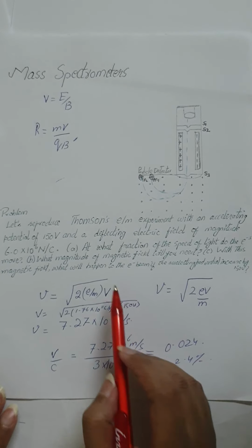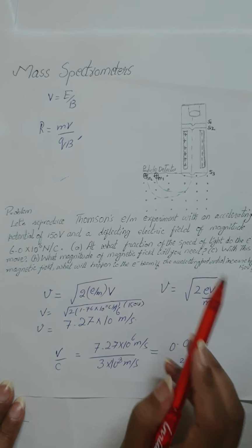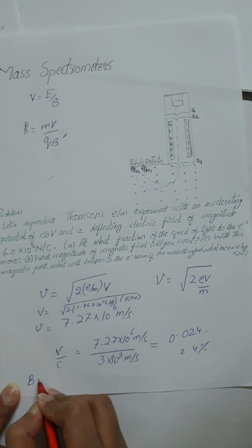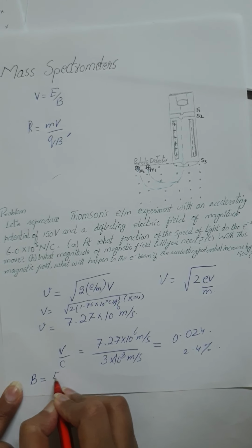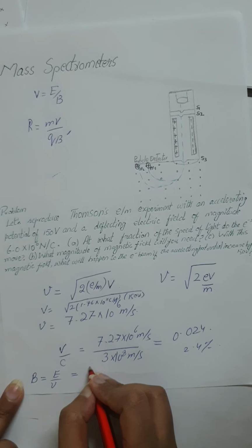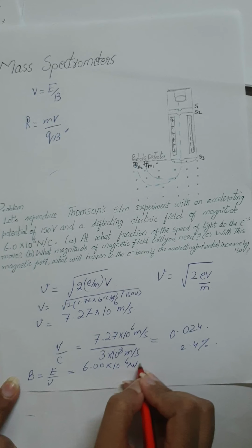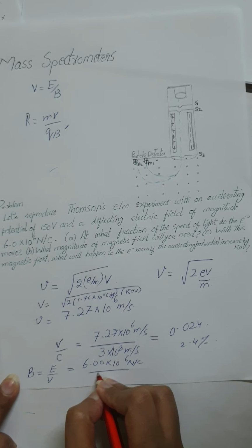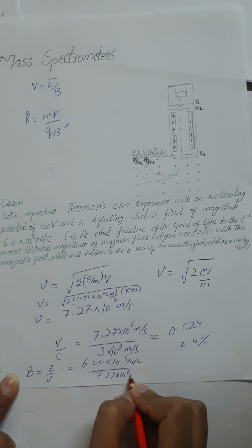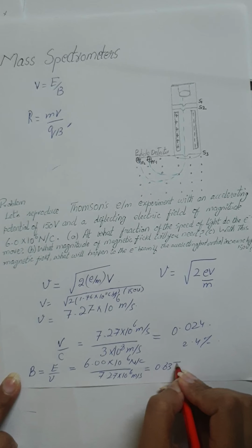So the second part is, what magnitude of the magnetic field will you need? Now for this, v is equal to E over B, so we use this relation, and 0.83 tesla is required.